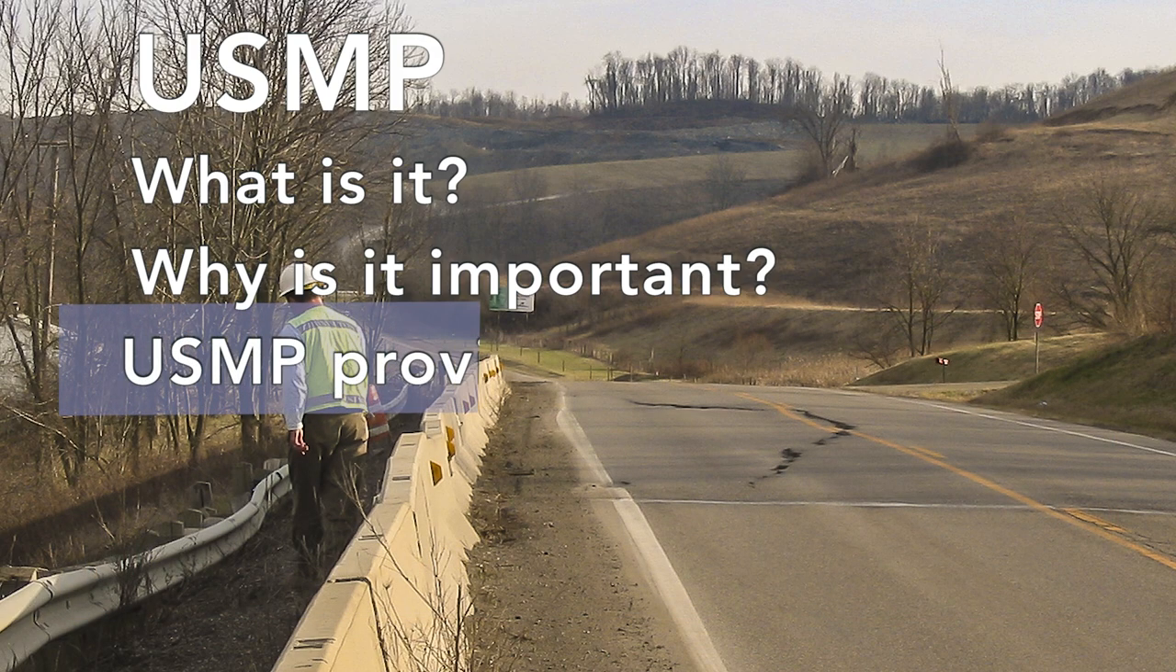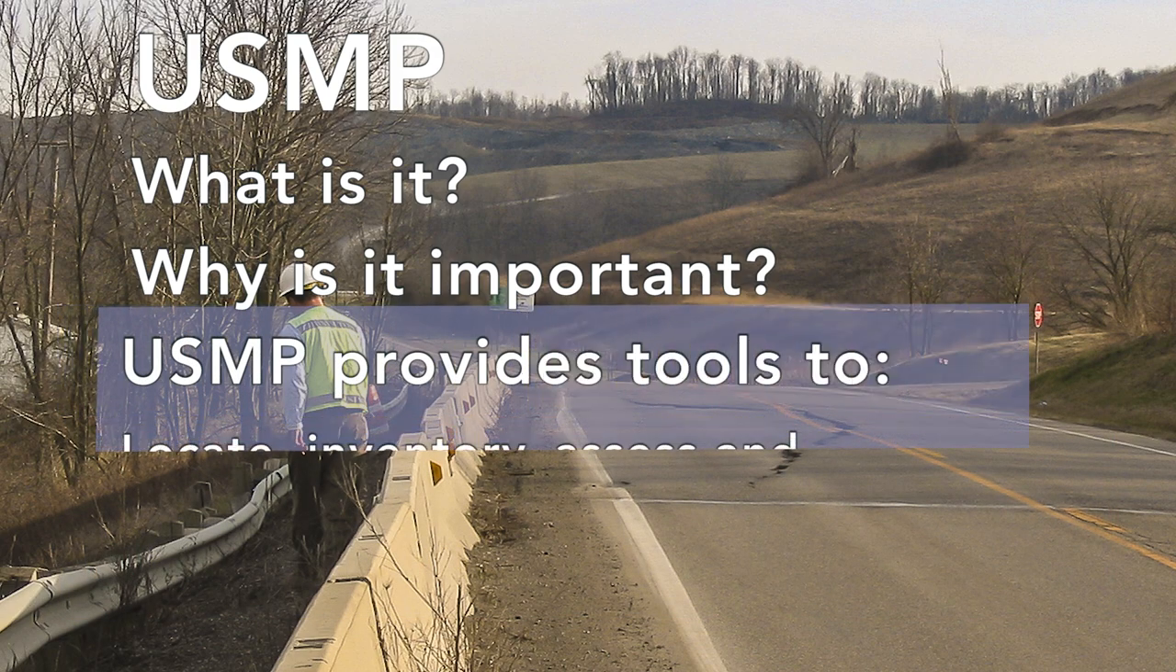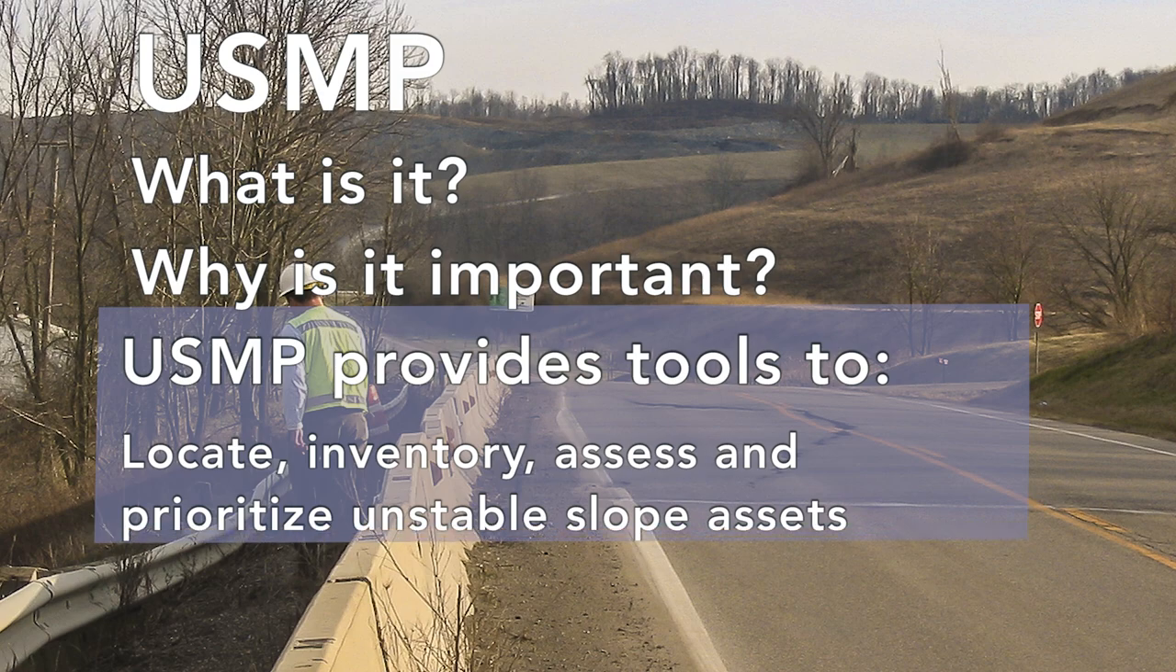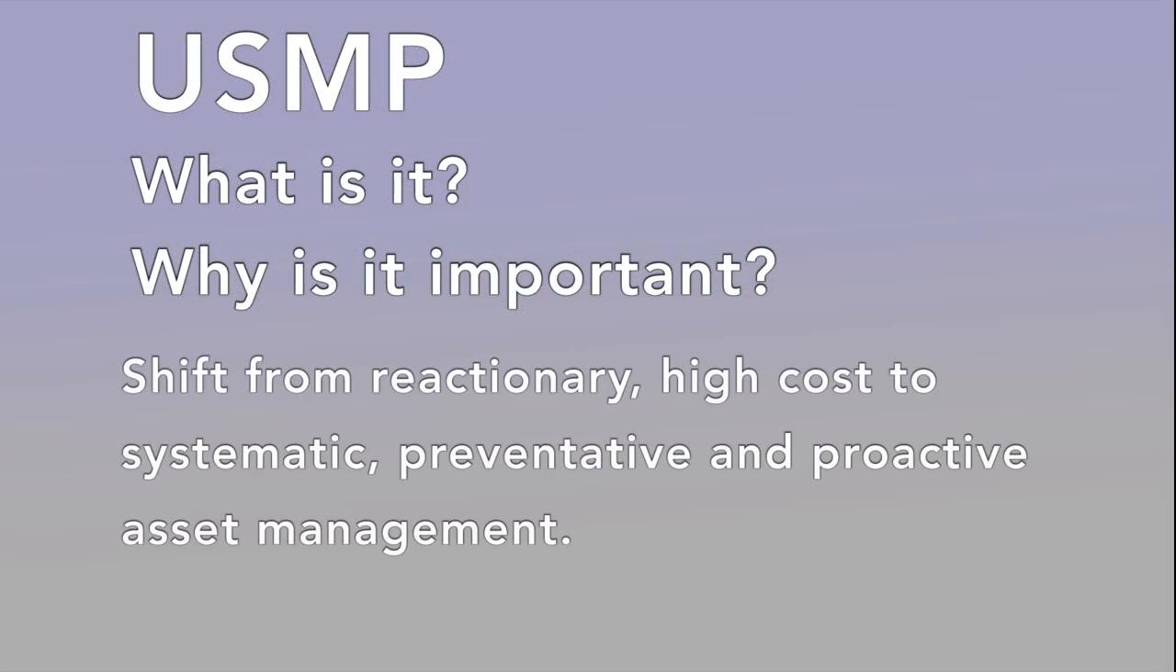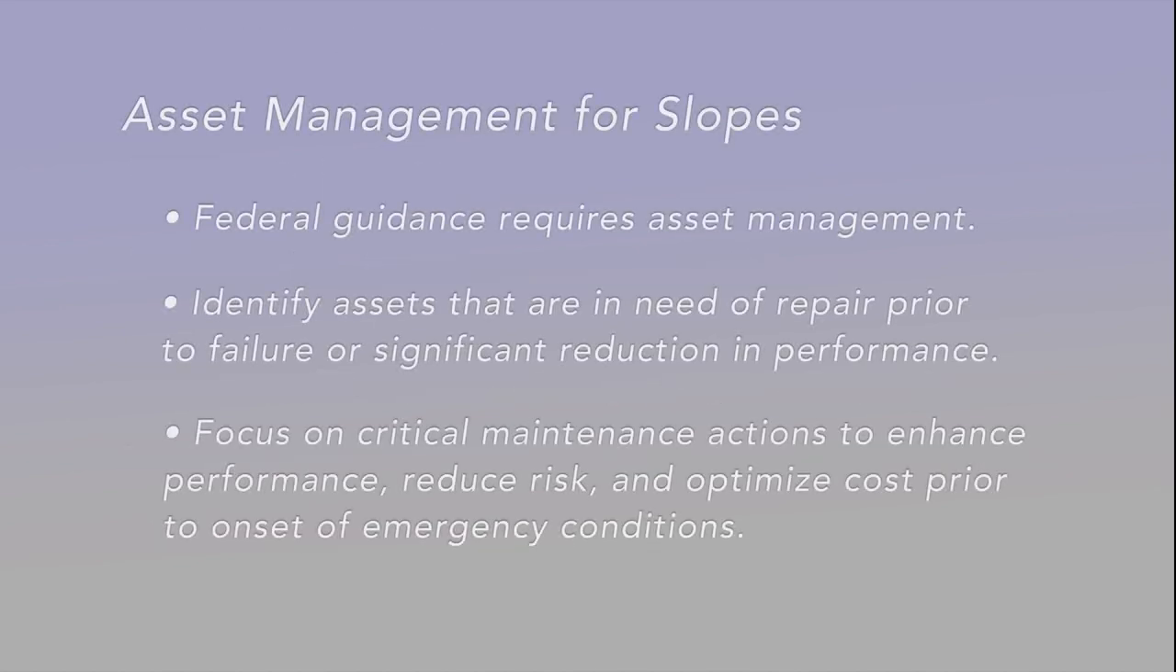The USMP gives your agency the tools needed to locate, inventory, assess, and prioritize unstable slope assets to meet performance goals, shifting from a reactionary, high-cost method of managing slope assets to one where systematic improvements are made in a preventative and proactive manner. This is the primary driver for the federal guidelines requiring asset management for select asset types.